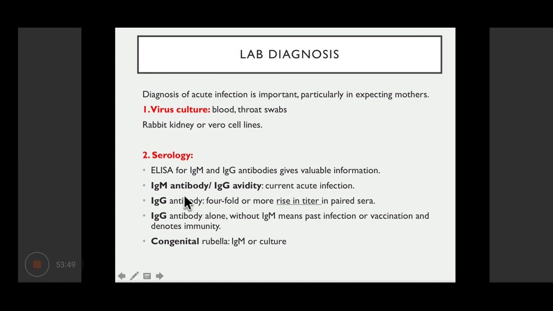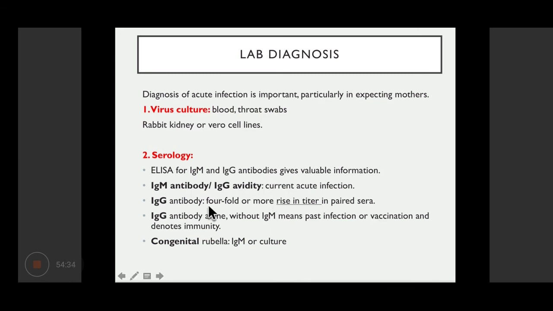So for that we have IgM antibodies, which indicate recent infection, and the IgG avidity test. That means if IgG antibodies are detected, then the IgG avidity test is done. In this we see the strength of the bond between the IgG antibody and the antigen, how strong that bond is. Okay, if that bond is strong, then it indicates past infection. If that bond is weak, then it indicates recent infection. So this is known as the IgG avidity test. So IgG avidity low means it is current or acute infection.